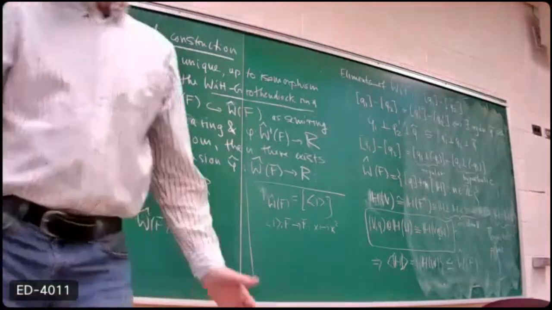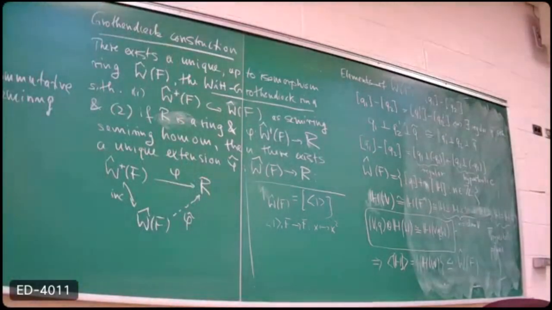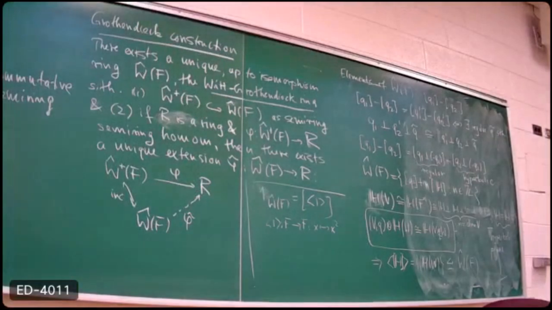Okay, so now we have an ideal. So you can guess what we will do. Plot it out. I take the Witt-Grothendieck ring, plot out the ideal generated by the class of the hyperbolic plane, and I get a new ring, which will be denoted W of F.